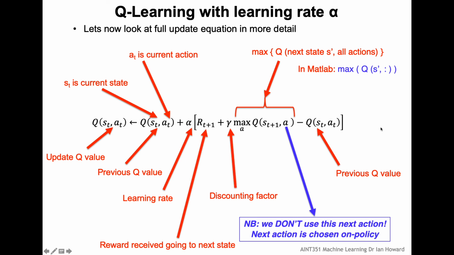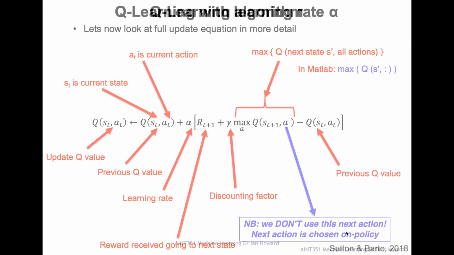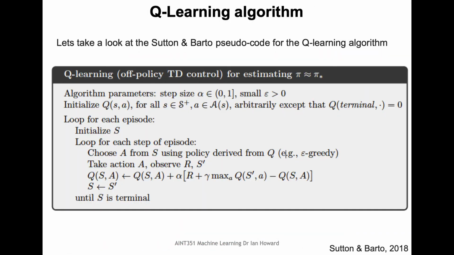The important thing to note with this is that we're not using the same action that we did previously, because we're actually using the biggest to do the update. That's why it's an off policy method. The actual next action that we used was chosen on policy. So have a look at Sutton and Barto for the pseudocode.